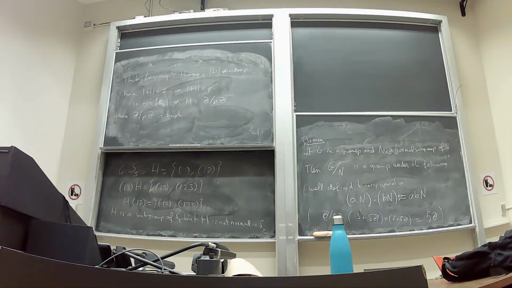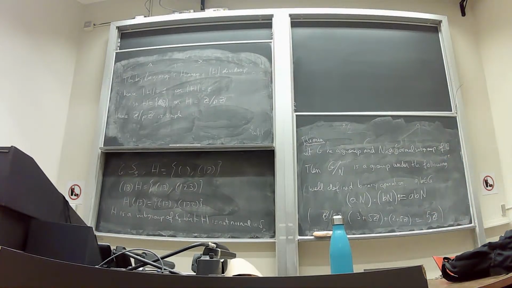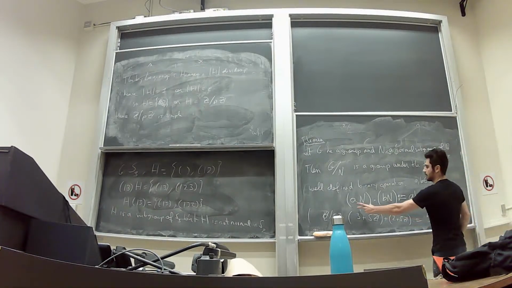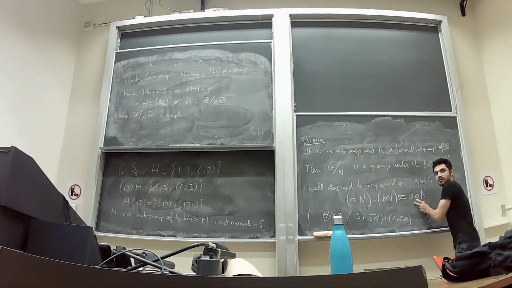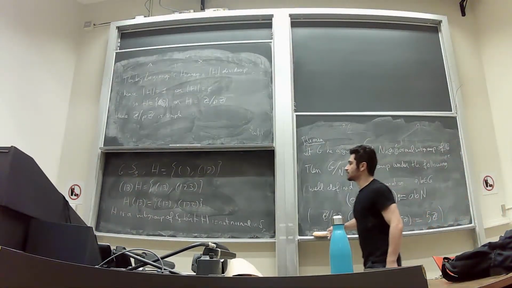a and b are in G. So aN is a left coset, bN is a left coset, and abN is a left coset. So what is the binary operation? A left coset times a left coset gives you back a left coset. Now I'm saying that this is a well-defined operation.